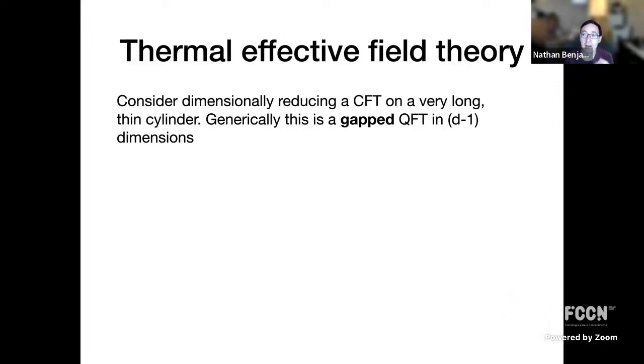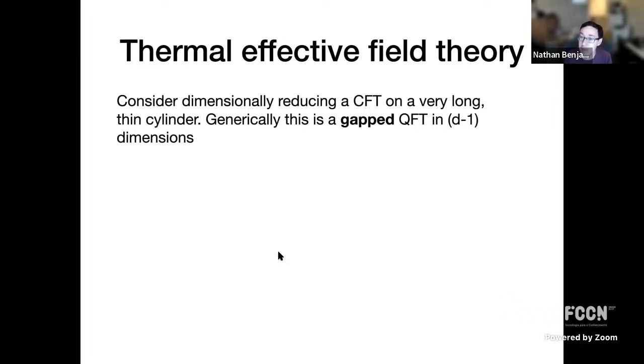Well, we'll apply this also to CFTs. The ideas are very simple. The idea is that we want to compute the CFT at some high temperature limit, which is S^(D-1) times an S^1, where the S^1 is very small. So we're effectively dimensionally reducing this CFT on a very long, thin cylinder.